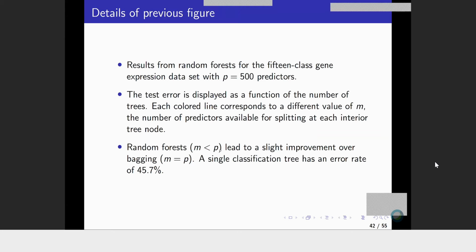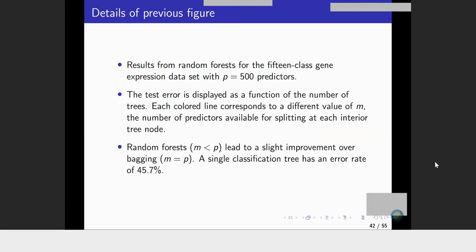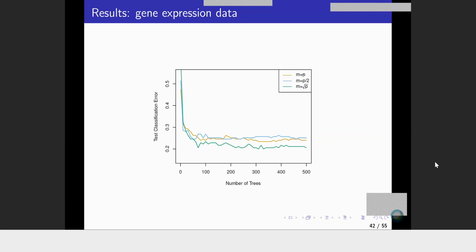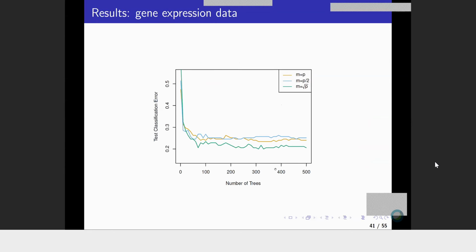Random forest certainly gives a slight improvement over bagging, if you use the whole set of predictors, that's bagging. So this orange curve corresponds to bagging. Certainly a single classification tree here has an error rate of around 46%. So you can see here it becomes much better, compared with a single tree, with a random forest or bagging it becomes much better.